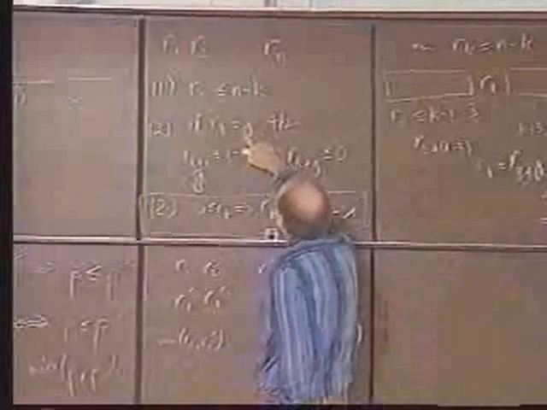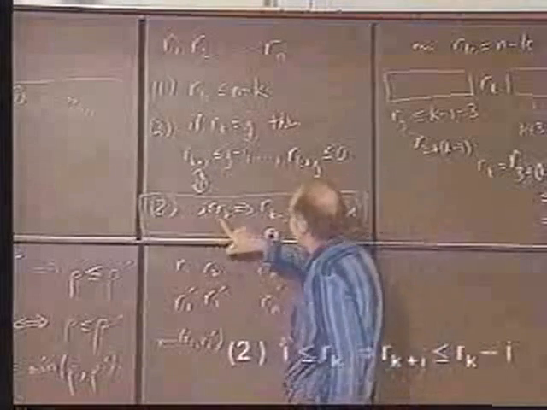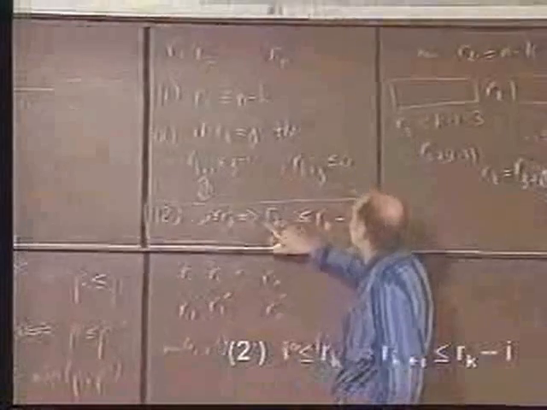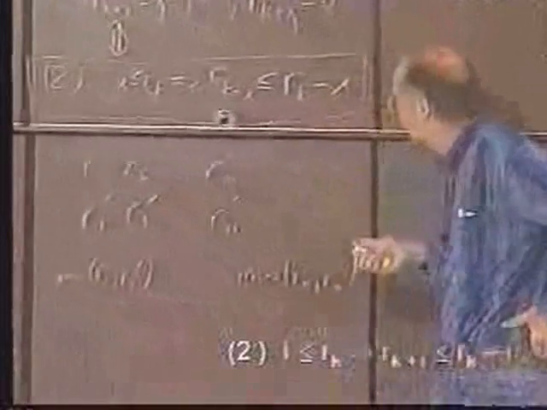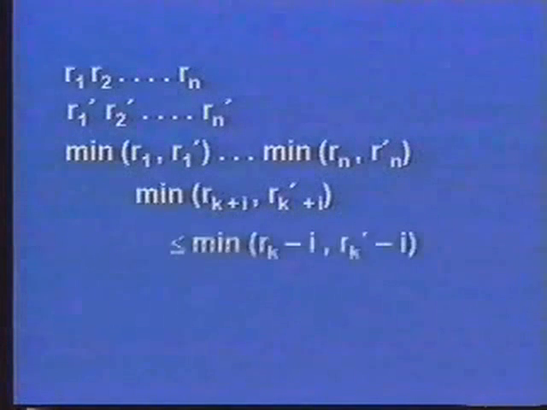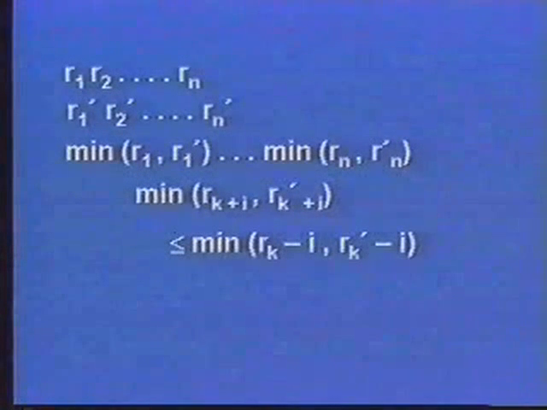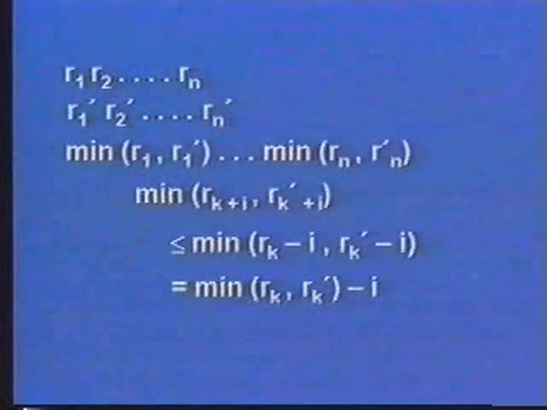On the other hand, let's suppose that Rk... I can do it in this form. So suppose i is less than or equal to the minimum of Rk and Rk prime. Then I have to show that the minimum of this is less than or equal to the minimum on the right hand side. Well, it's obvious. I mean, the minimum of Rk+i and Rk+i prime is less than or equal to the minimum of Rk minus i and Rk prime minus i. Because if you take the minimum of two things, this one is less than or equal to this, this one is less than or equal to this, and this is just the minimum of Rk, Rk prime, minus i. So condition two holds as well.